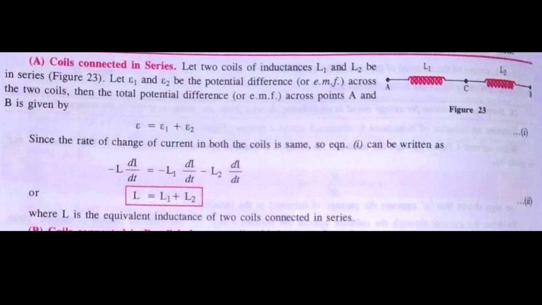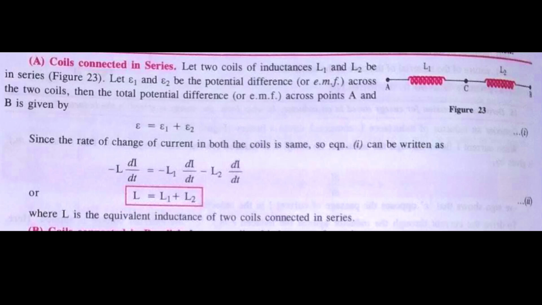Now we are going to learn about the relation of self-inductance for a group of coils. In this case, two cases are possible: number one, when the coils are connected in series, and number two, when the coils are connected in parallel. From the diagram you can clearly see that there are two coils of inductance L1 and L2, and let us suppose epsilon 1 and epsilon 2 are the potential differences across these coils. For the series connection the total potential difference is epsilon, equal to epsilon 1 plus epsilon 2.